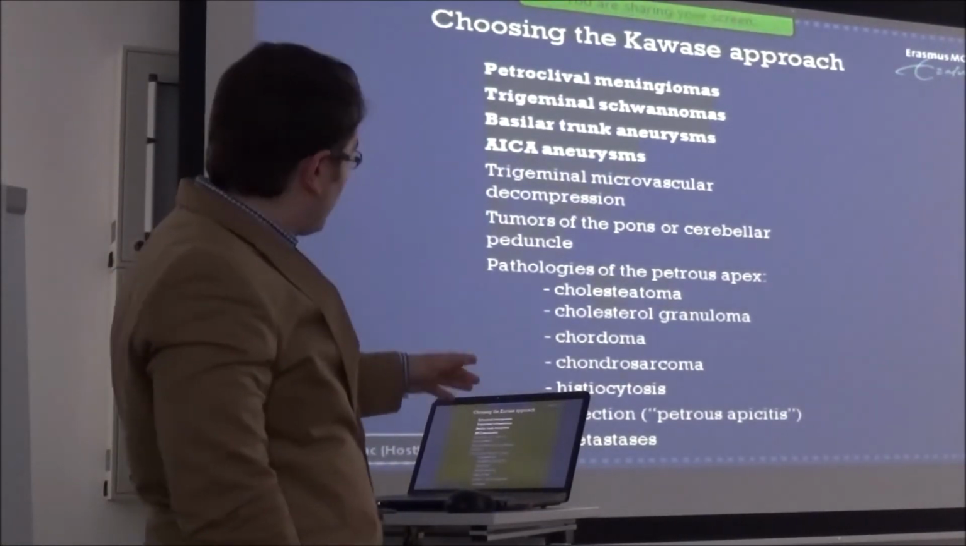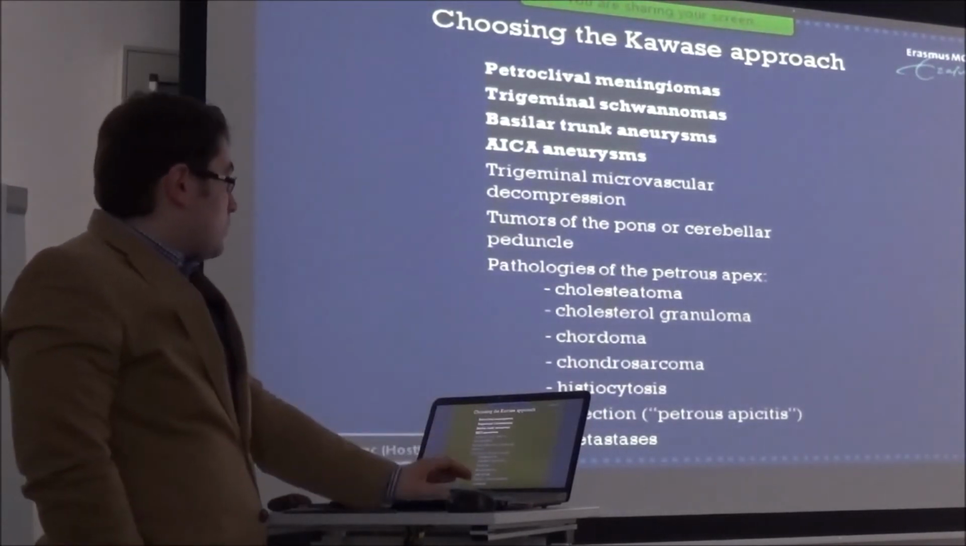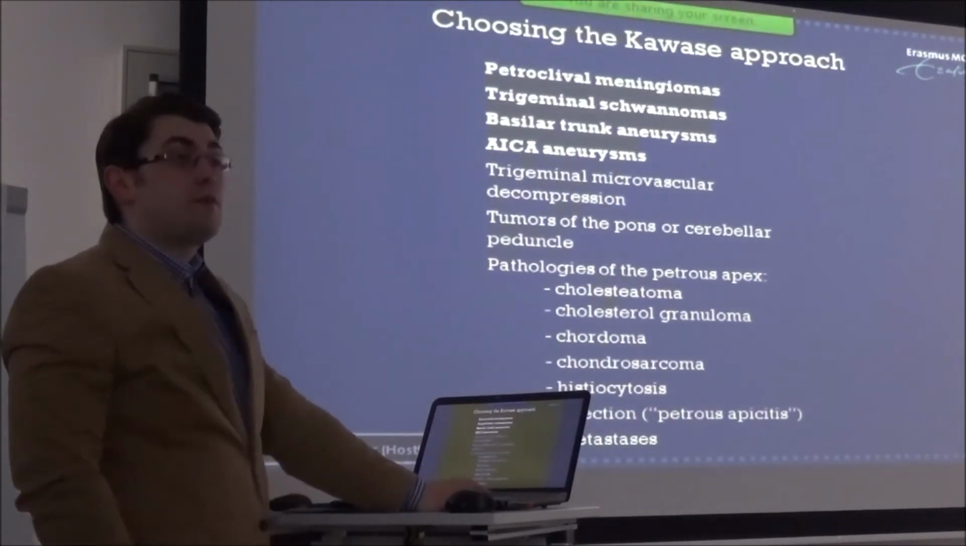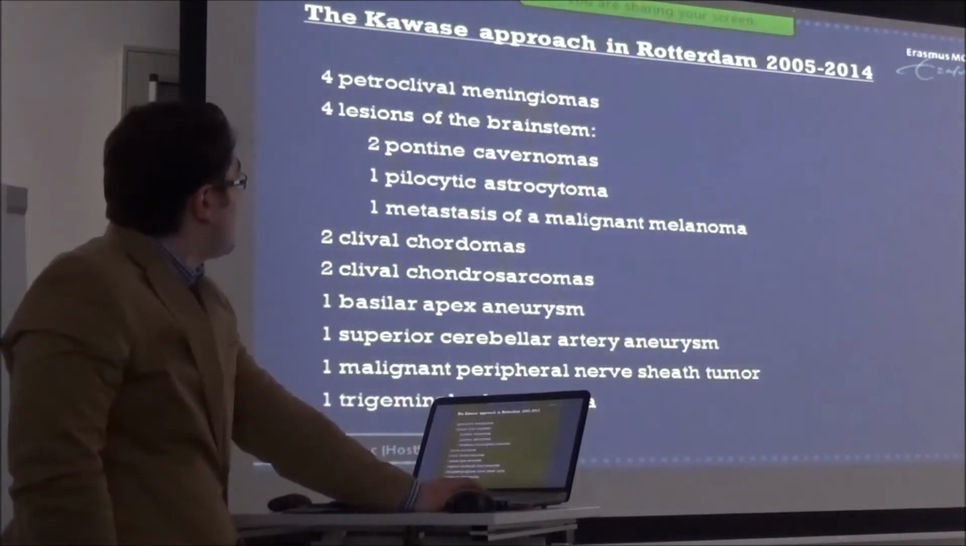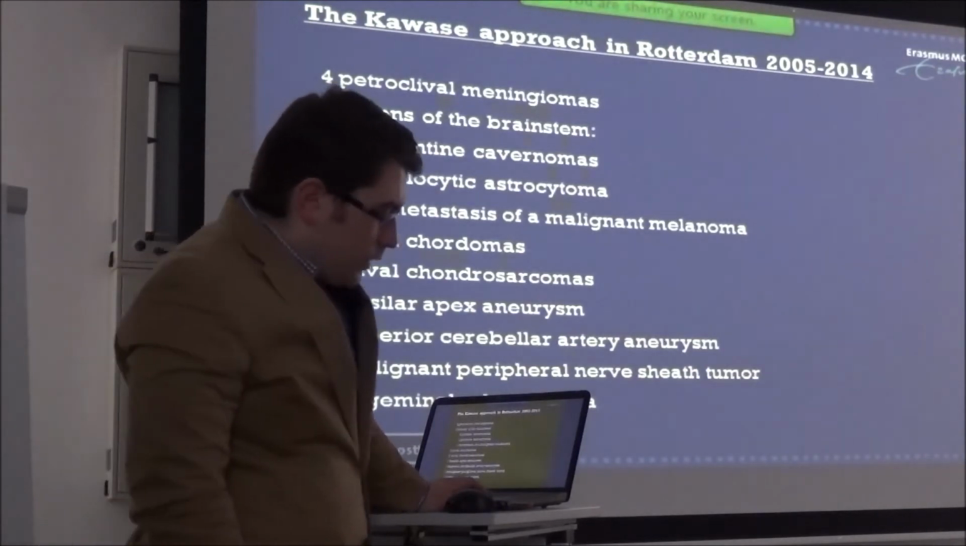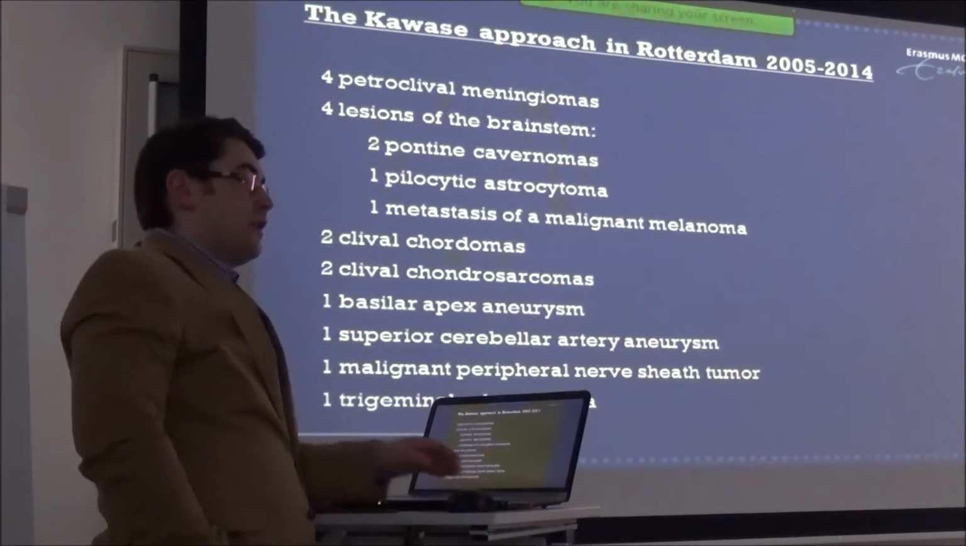And, okay, pathologies of the petrous apex, that's especially for ENT, but you might also be confronted with it, especially if you're working with ENT: osteomas, chordomas, chondrosarcomas, histiocytosis, petrous apicitis, which is causing a Gradenigo syndrome, and metastasis.